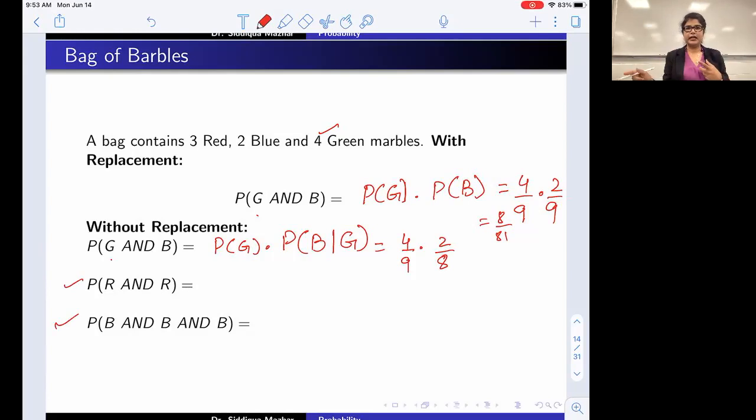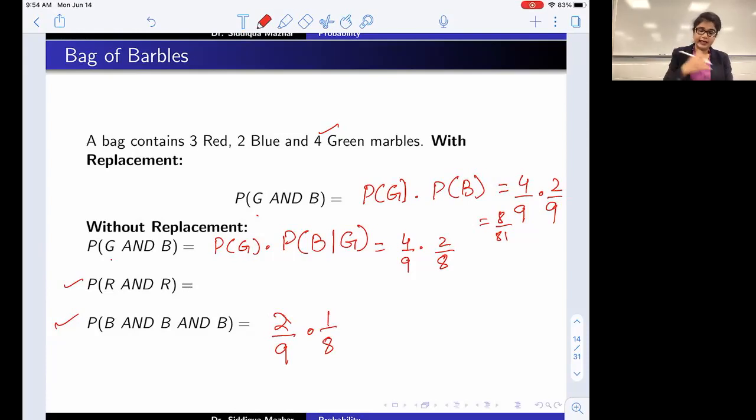Probability of finding blue, and then blue, and then blue, without replacement. How many total blue balls am I having? Which is 2. So in the first experiment, the probability of finding a blue is 2 divided by 9, multiplied by the second experiment, where you are not putting back into your sample space. So in the second experiment, if you are looking for the probability of finding a blue ball, what will it be? 1 out of 8, because that blue ball I took away already.